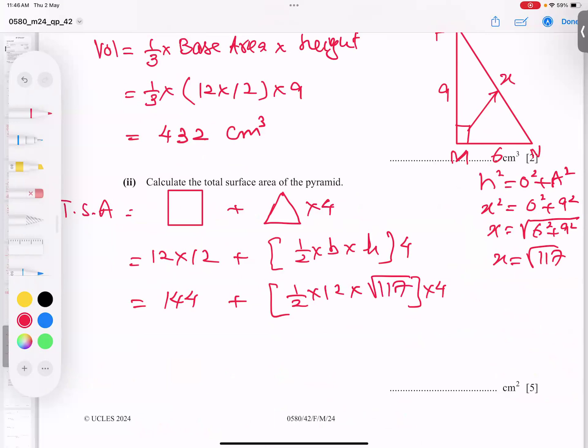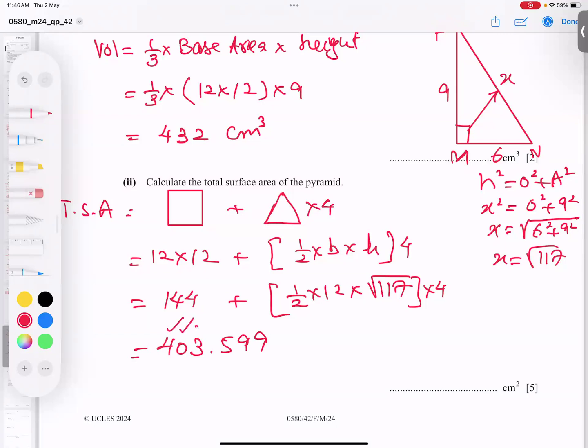And now I just type in calculator: half into 12 into 4 into root 117. And my answer is coming 403.599. But I write 3 SF.